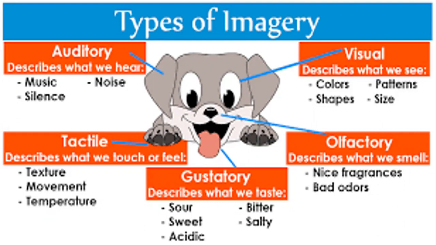On the other hand, we have the gustatory. When we talk about the gustatory, it's all about taste: sour, bitter, sweet, salty, acidic. So it's all about taste. Olfactory describes what we smell: a nice fragrance, a bad odor. This is olfactory. Olfactory basically relates to smell.